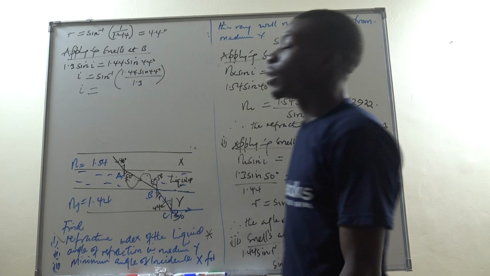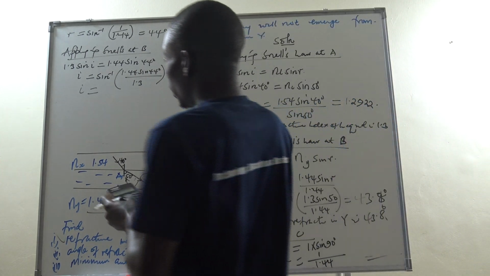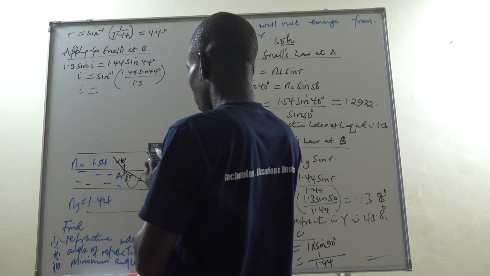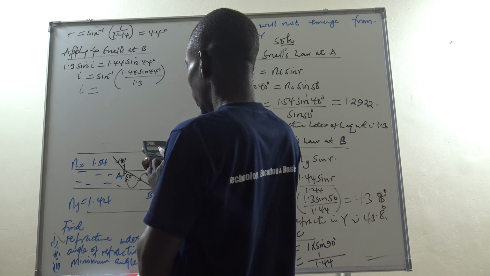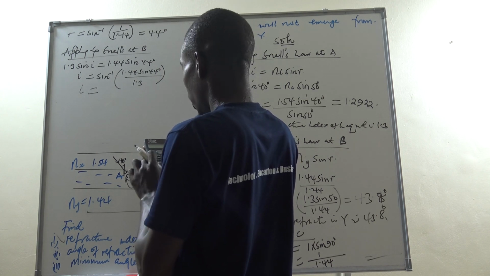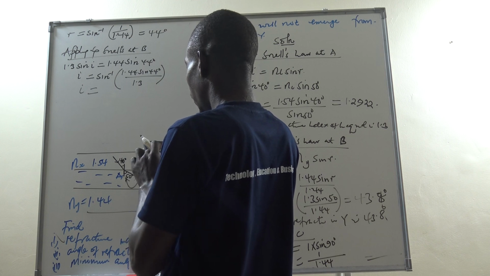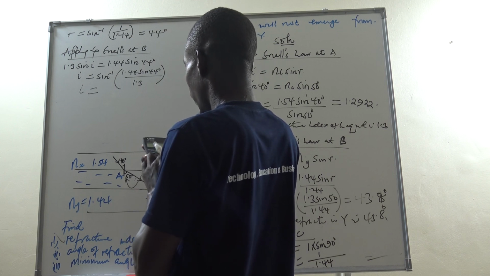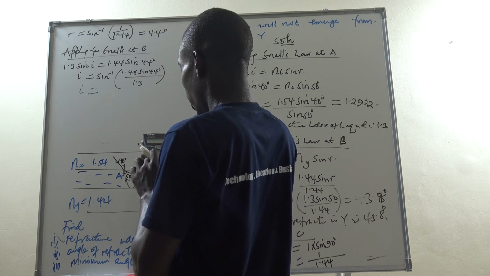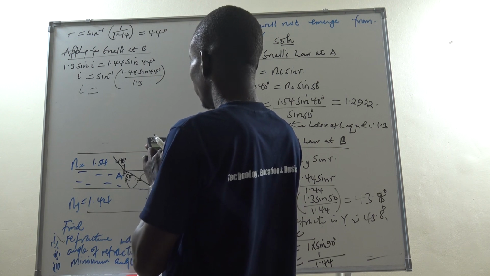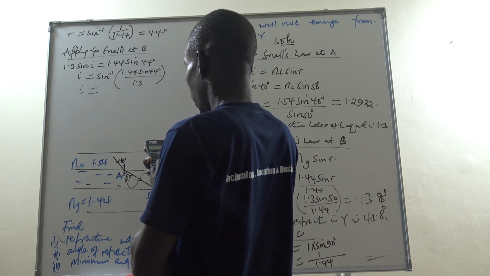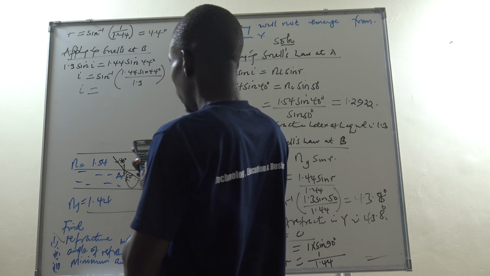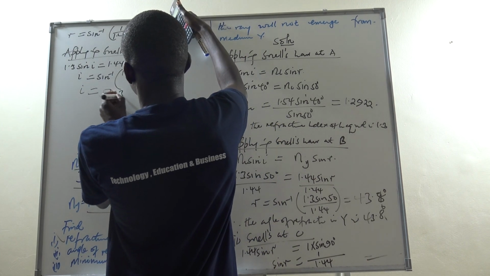And then you can as well get your calculator and say 1.44 times your sine 44, and then divide by 1.3, and then shift sine inverse of your answer. Okay? That is 50.3.